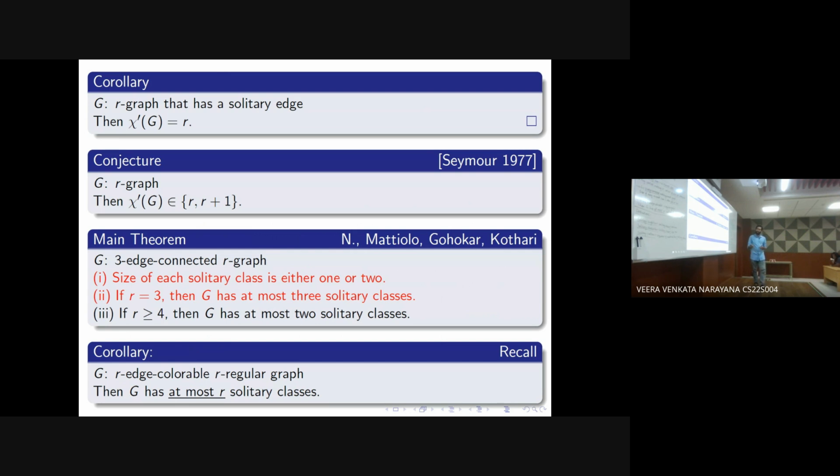So now our goal is to prove the third part of the main theorem. If r is at least 4, I am going to show that it must have at most 2 solitary classes. With the help of this r-edge-colorability, what we get is that if r is at least 4, we can get at most r solitary classes, because it is r-edge-colorable and each color class has at most 1 solitary class. From at most r, we are going to reduce to at most 2 solitary classes. So that's our next goal.